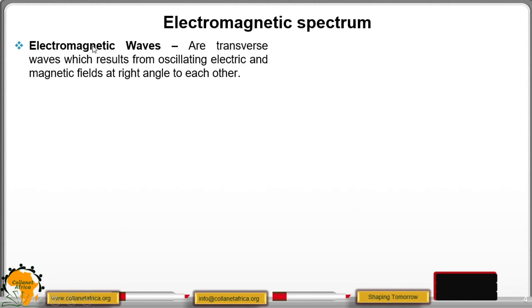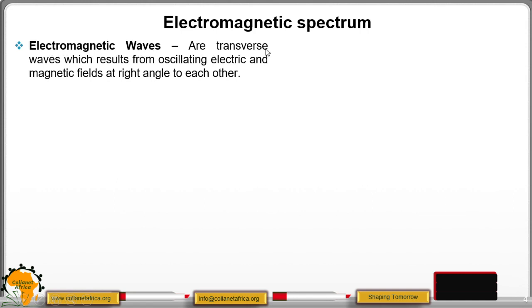We start with the definition of electromagnetic waves. As you can see from this word, it is coming from two words, electromagnetic. Electro is coming from the word electricity and magnetic is coming from the word magnetic field. So we have electric field and magnetic field. Now, when the two interact, they give us what we call the electromagnetic waves.